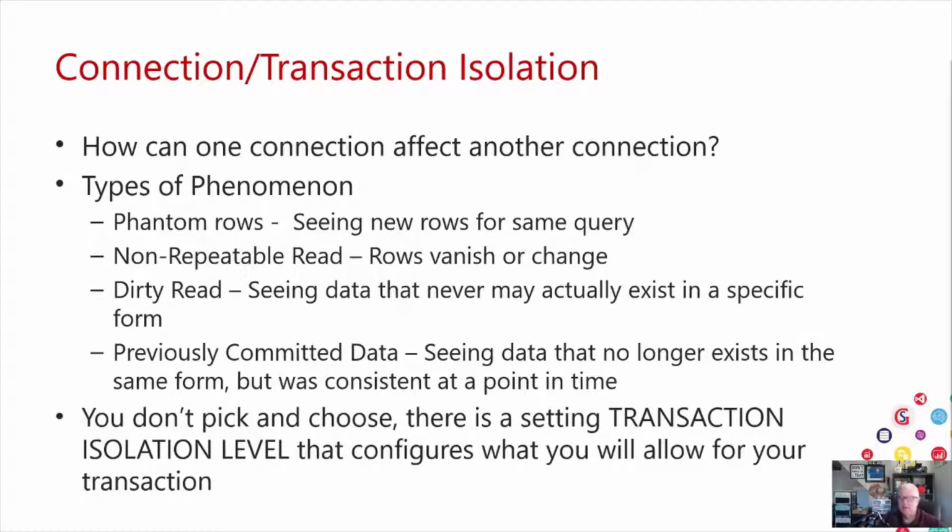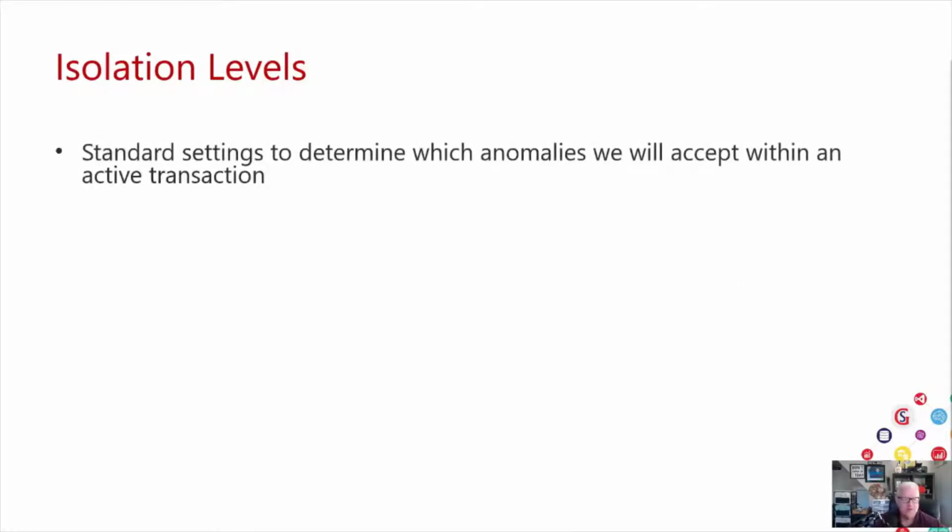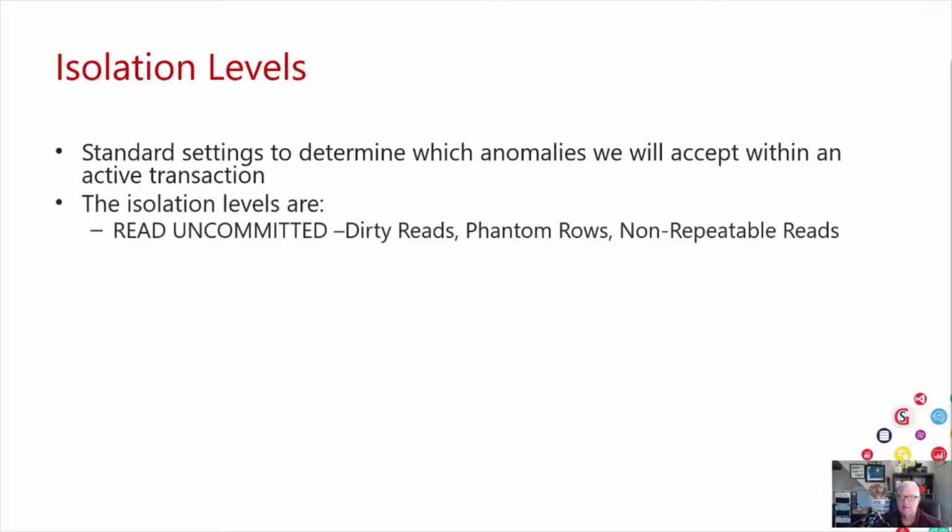So you don't go in and pick and choose and say, I will allow dirty reads and phantom rows, but not non-repeatable reads. You choose a transaction isolation level. These are the standard settings which let you say, I will allow these anomalies. The isolation level read uncommitted says we'll allow dirty reads, phantom rows, and non-repeatable reads.